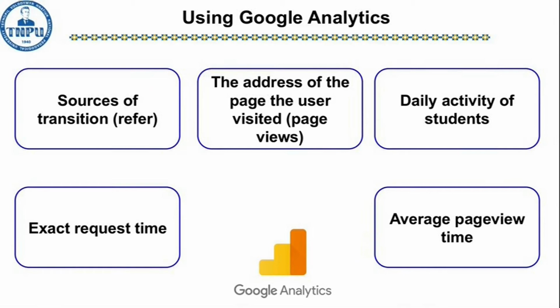Average page view time. It's determining the average time users view pages. This parameter is quite relative but allows you to estimate the time of use of electronic courses by students.